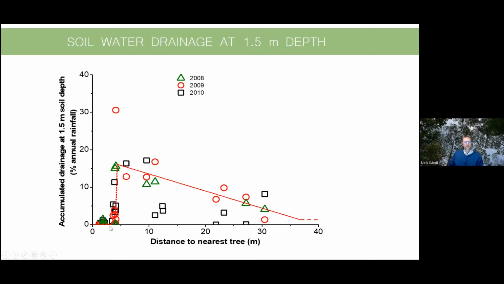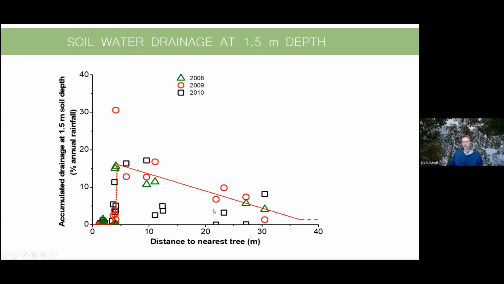we could find very little water under the tree trunk or under the tree canopies. But as soon as we got away from the canopy, on the edge of the canopy, we were able to collect quite a large amount of the rainfall 1 meter down in the soil. But then when we came far from the closest tree, out in the big openings, then we lost water again. So we had less water down in the soil.